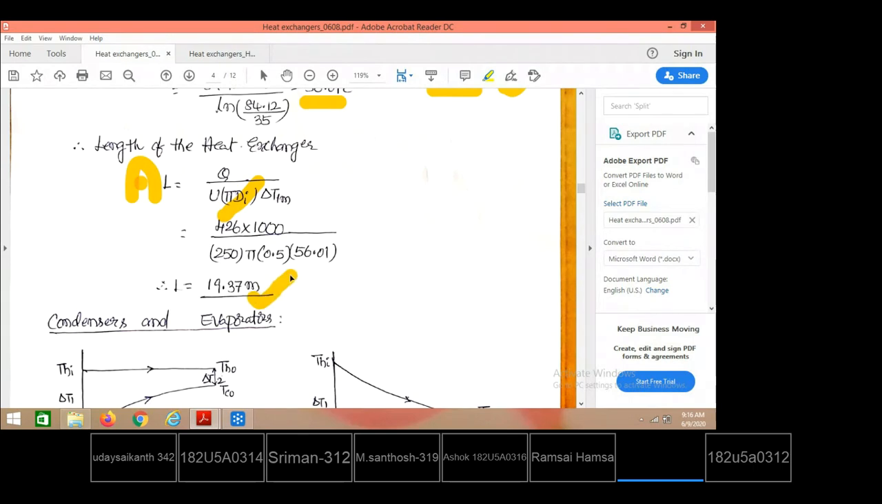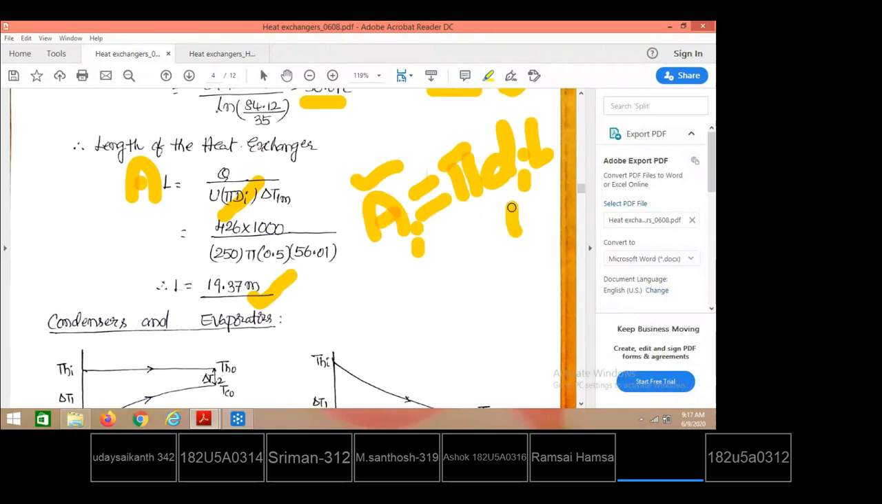So maintaining the same diameter for the inner tube, the length of the tube to be provided is 19.37 meters. This is how the size of the tube also is fixed. Earlier we have fixed the area. Now since inner surface area equal to pi di L, earlier this is what is calculated without considering all these. Now the diameter is given, so A equal to pi di L. L is separated, which means pi di also comes to the denominator.